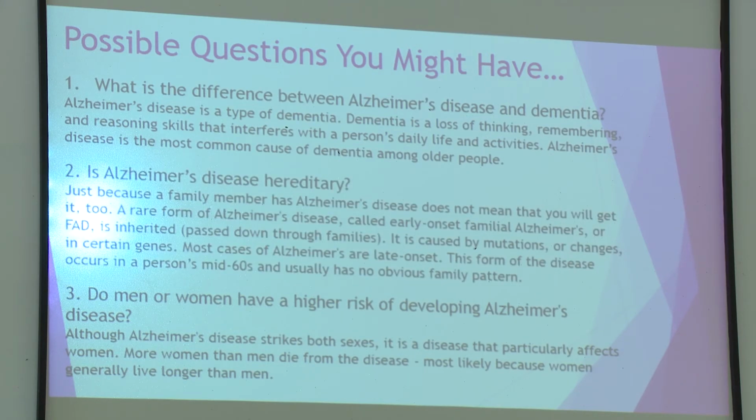Is Alzheimer's disease hereditary? Just because a family member has Alzheimer's does not mean that you will get it too. A rare form of Alzheimer's disease, called early onset familial Alzheimer's, or FAD, is inherited. It is caused by mutations or changes in certain genes. Most cases of Alzheimer's are late onset. This form of the disease occurs in a person's mid-60s and usually has no obvious family pattern.